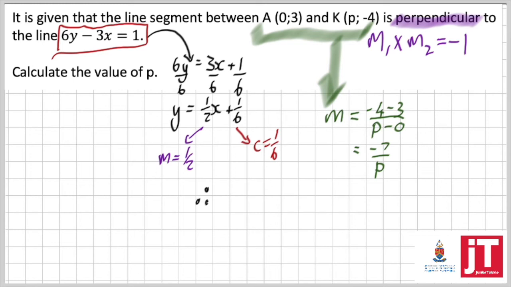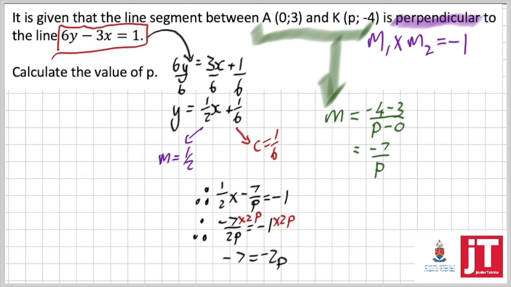Now, what does the perpendicularity say? It says that the product of those two gradients must be -1. If I try and solve that, I'm going to just multiply the numerators and the denominators. I'm going to multiply straight through by the 2p, and I'm going to solve p. So therefore p must be positive 7 over 2. My apologies for making it negative 7 over 2.